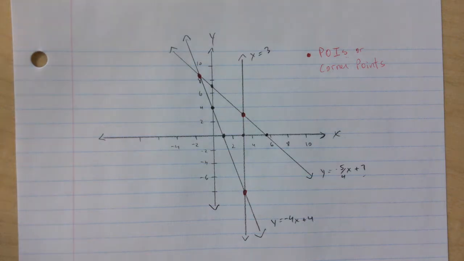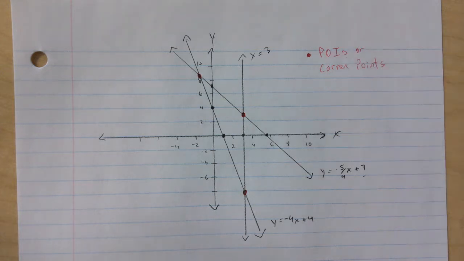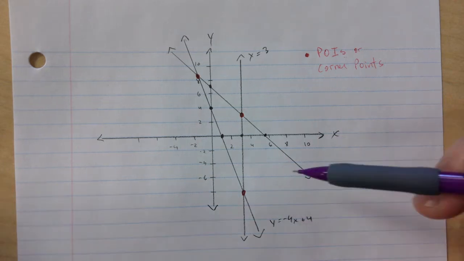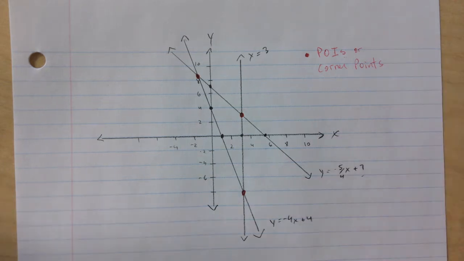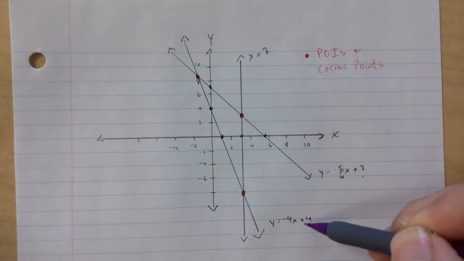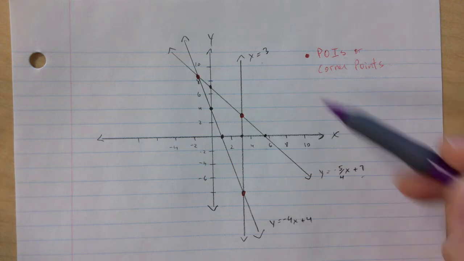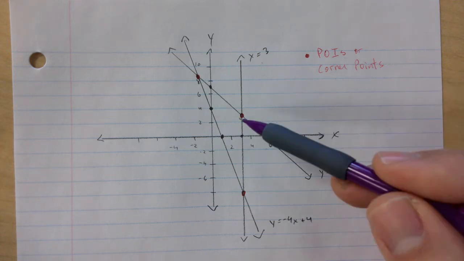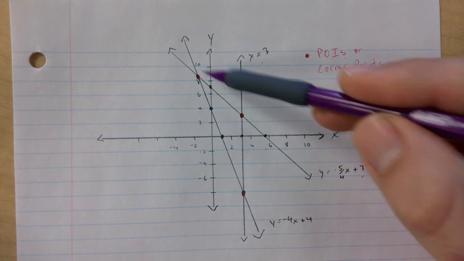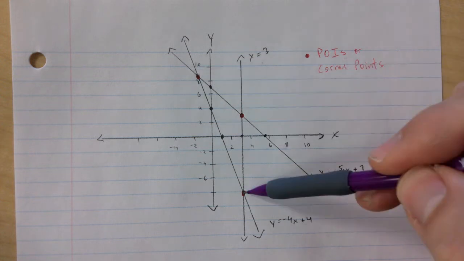So this was before we went our separate ways. This is the last thing we ended up with. And to go even further back, we rewrote three different equations and graphed them on the same grid. And so this is a system. And where lines intersect, those are called points of intersection or corner points.